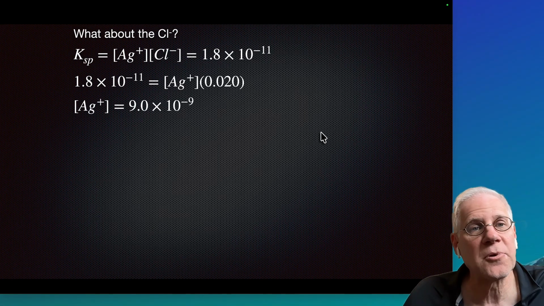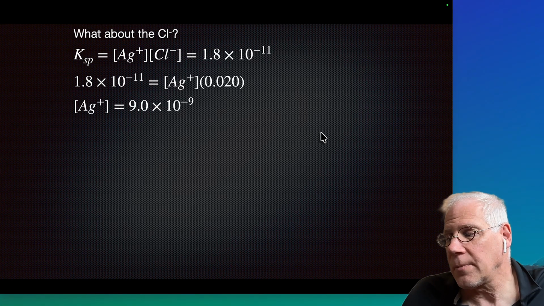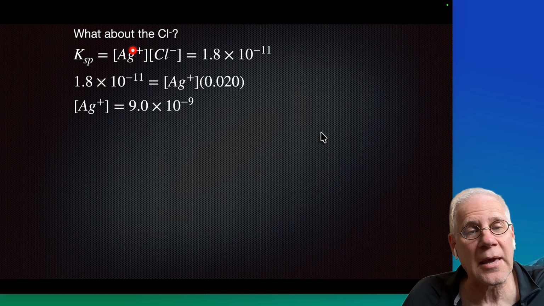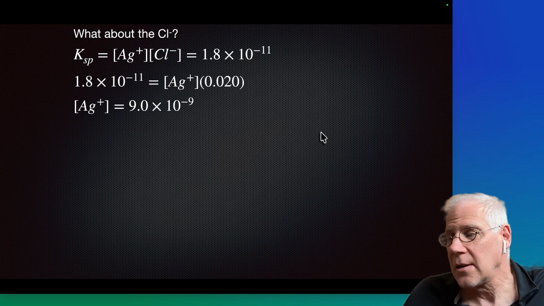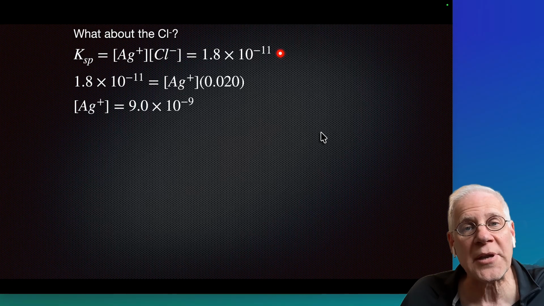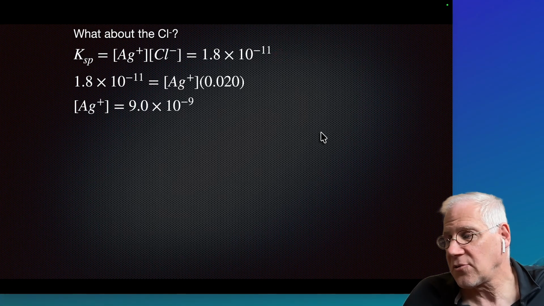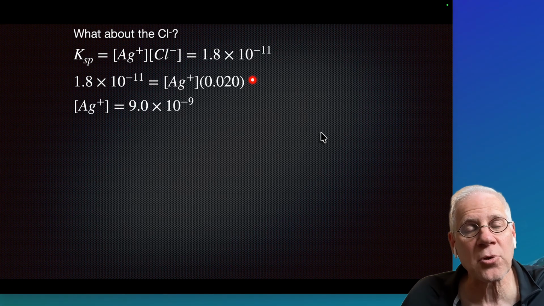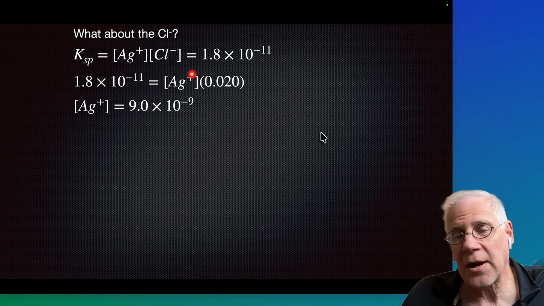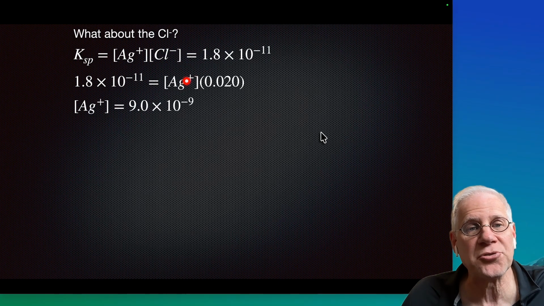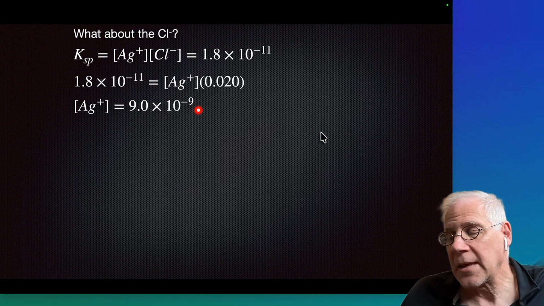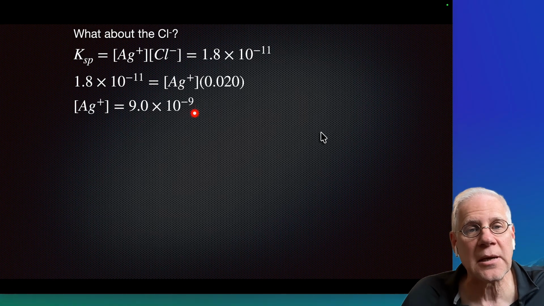Now what about the chloride minus? Well, I know that I'm going to have the same basic KSP expression, silver plus times chloride minus. The KSP is different. It's 1.8 times 10 to the minus 10. So I plug in my 0.02 value for the chloride ion concentration to calculate the silver ion concentration I need to reach in order to start precipitating out silver chloride. And that's 9 times 10 to the minus 9.